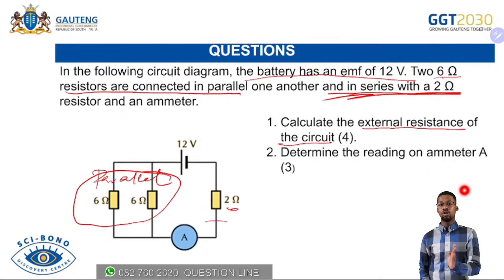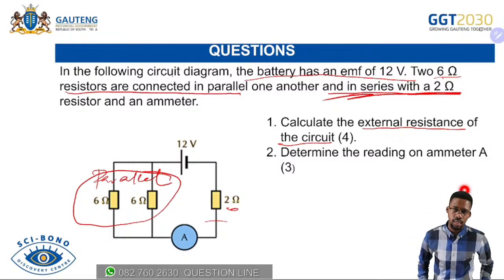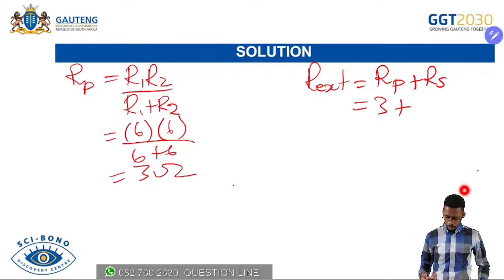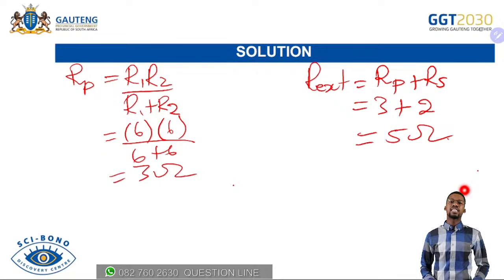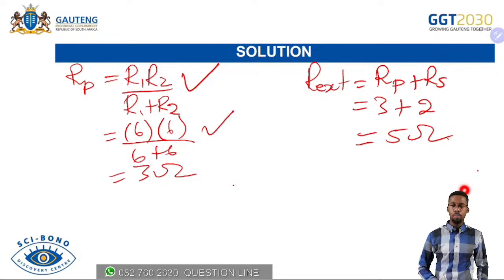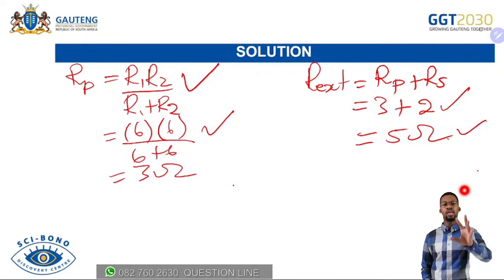It says it is then connected to a 2 ohm resistor in series. So we're going to say plus the resistor in series, which is 2, meaning that external resistance is equal to 5 ohm. So this is what the question required you to do, and it was 4 marks. 1 mark for the formula, 1 mark for the answer, 1 mark for adding and 1 mark for the final answer. So we are merely saying that you recall the relationship between current, potential difference, and resistance. Let's move on.